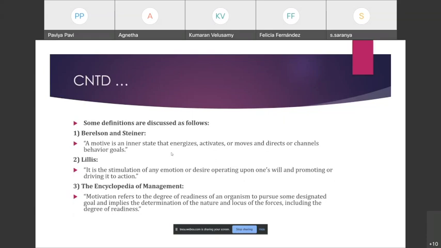Okay, so one person, their names were Burleson and Steiner. They basically said that a motive is an inner state that energizes, activates, moves, or directs someone's behavior. So anything which is internal to a person, which gives them the motivation, the energy, gives them some direction towards a particular goal, is what he says is a motive.